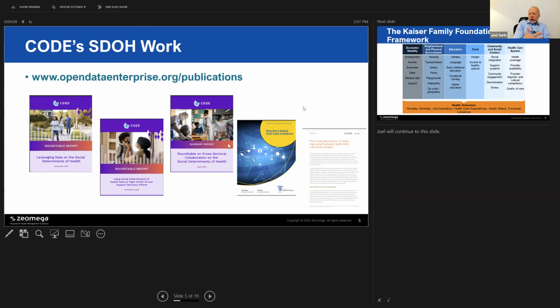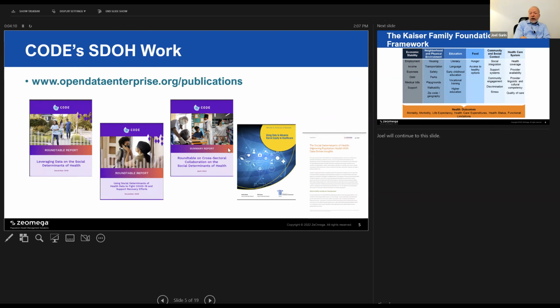A lot of the work that we do is through roundtables, where we bring together 70 or 80 experts from government, from nonprofits, and from the private sector to talk about some of these major public data issues. Between that and other research that we've done with our partners, we've put out a number of reports around the uses of SDOH data and recommendations for improving its use. The first three that you see on the left are all from projects that we did in partnership with the Department of Health and Human Services.